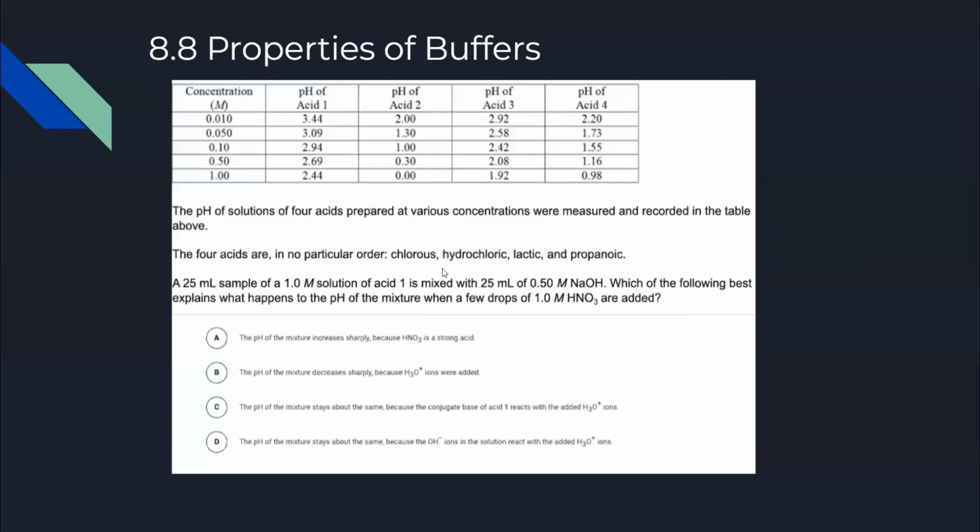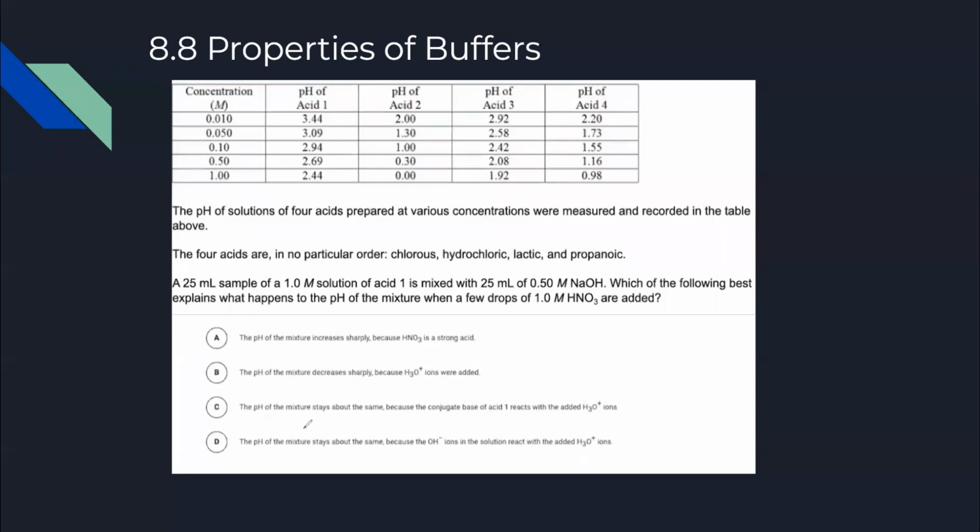So let's try this problem over here. The pH of solutions of 4 acids prepared at various concentrations were measured and recorded in the table above. The 4 acids are, in no particular order: chlorous, hypochlorous, lactic, and propanoic acids. A 25 mL sample of 1 molar solution of acid 1 is mixed with 25 mL of 0.50 molar NaOH. Which of the following best explains what happens to the pH of the mixture when a few drops of 1.0 molar HNO3 are added?